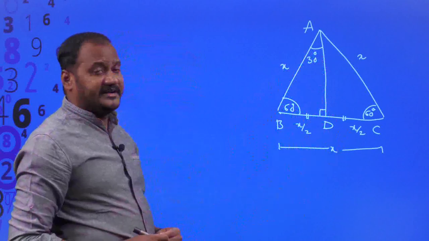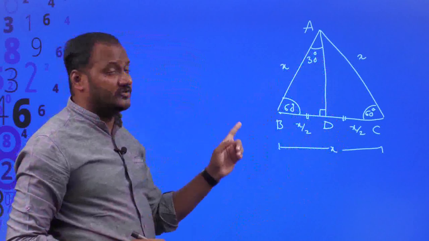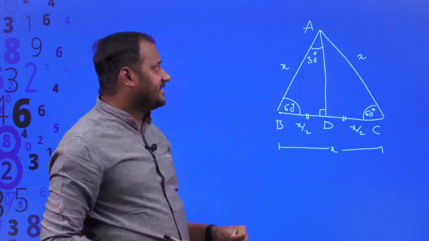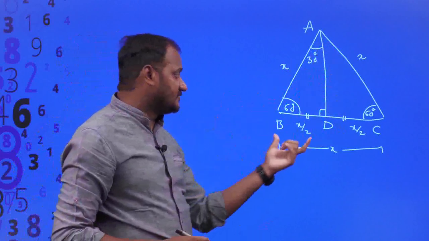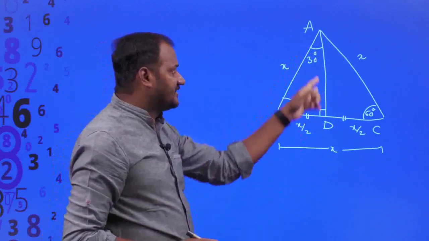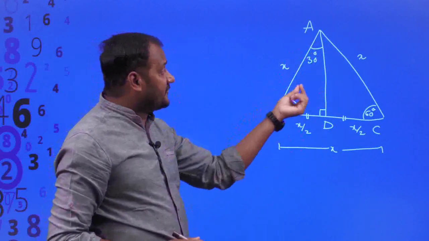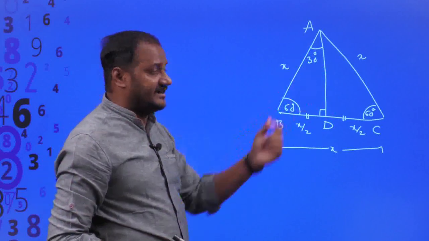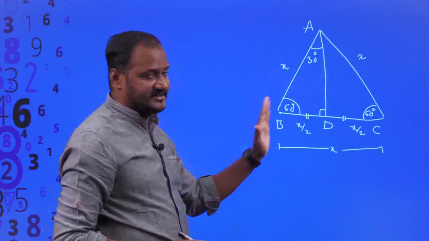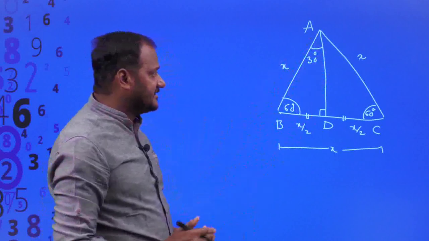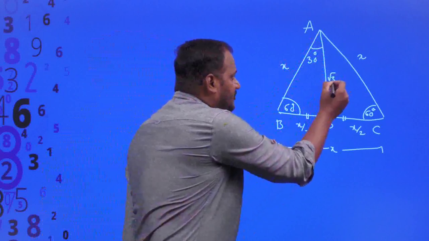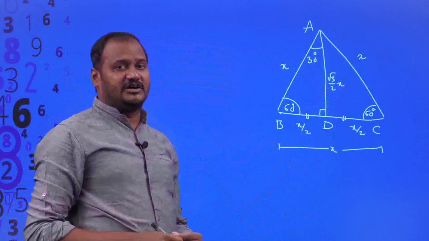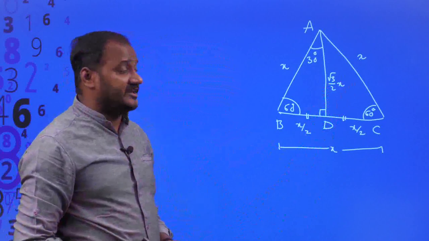Now if you want to apply trigonometric ratios, you should know all the three sides of the right angle triangle. If you consider right angle triangle ADB, we know the length of AB as well as the length of BD, but we do not know the length of AD. Can you figure out the value of AD by using the Pythagoras theorem? Yes, absolutely. Since it is a right angle triangle, hypotenuse square equals side square plus side square, and then we get the length of AD is equal to root 3 divided by 2 into x. Moreover, it is a known fact that the altitude of an equilateral triangle would be root 3 by 2 times its side.